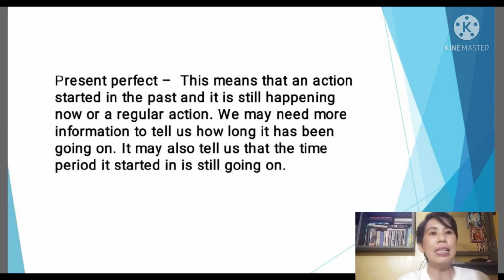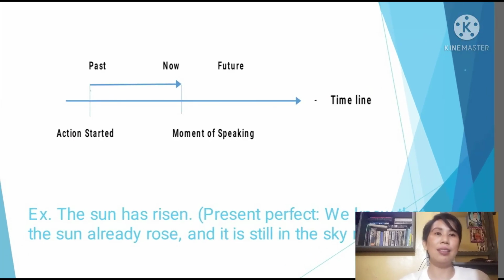So we use the present perfect tense, and the form is have or has plus the past participle. Here is another timeline. In this timeline, I have divided it into three parts: the past, now, and future. If you can see, there is an arrow that connects the past to the present, or the present is the moment of speaking, and the past shows when the action started.